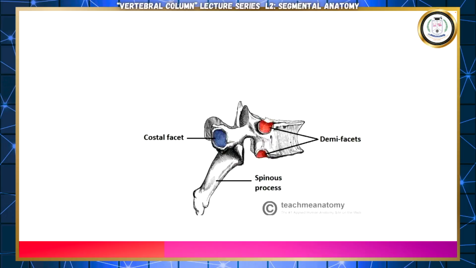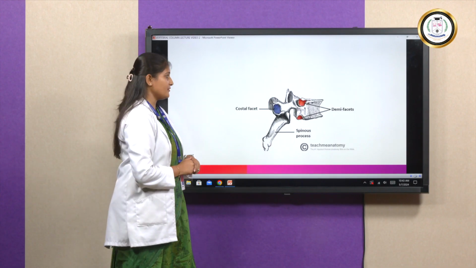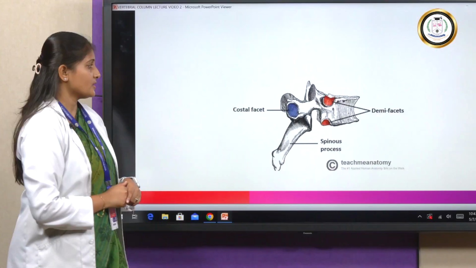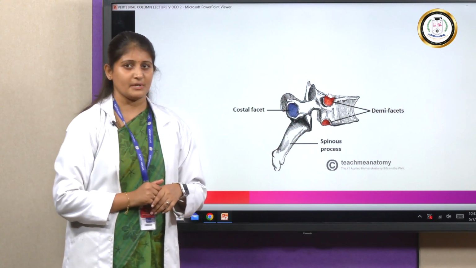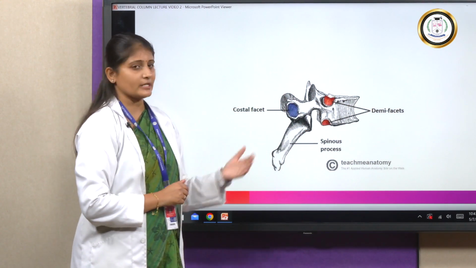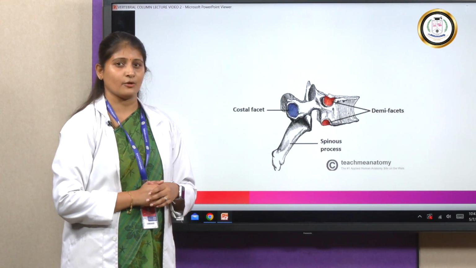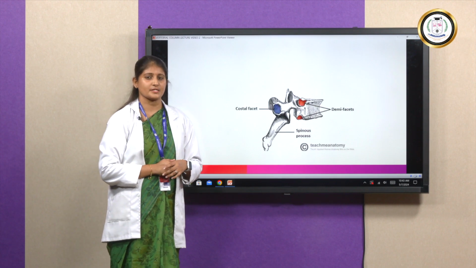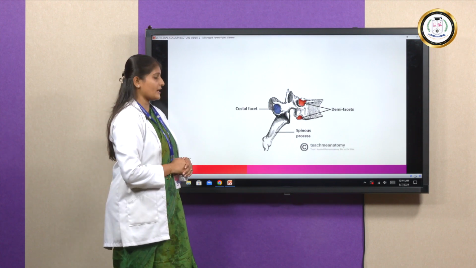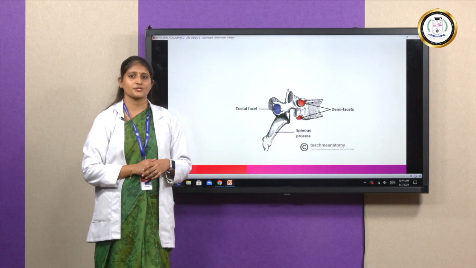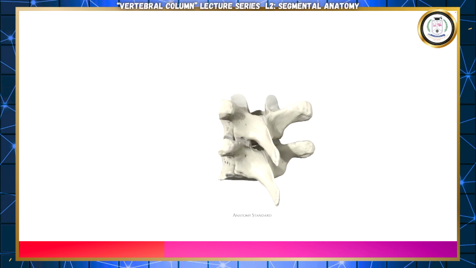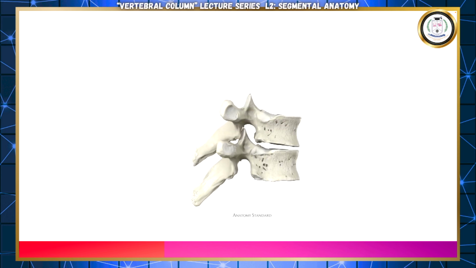As I told you, there is a special feature on the thoracic vertebra. So here we have demi-facets. Those are the facets for articulation of the ribs. So here we could see a pair of demi-facets this side. On the contralateral side we have another pair of demi-facets, and also we have a costal facet on the transverse process of each vertebra. So these facets are responsible for articulation of the rib bones. So here we could see the demi-facets and the facets over the transverse process.